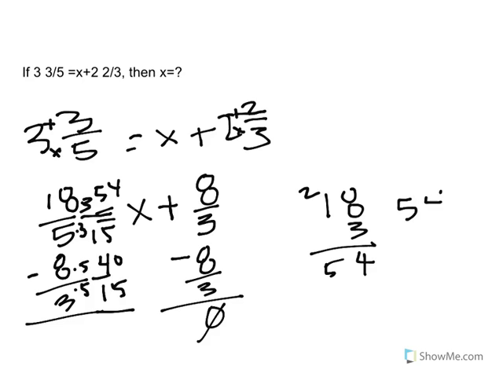So we have 54 minus 40. 4 minus 0 is 4. 5 minus 4 is 1. So we have 14 over 15.